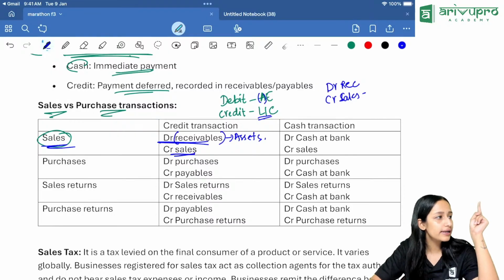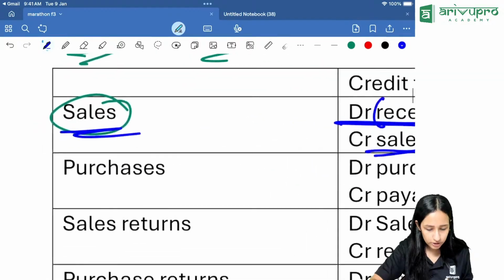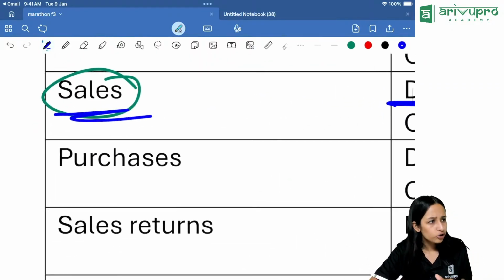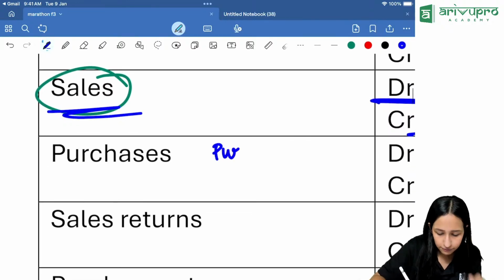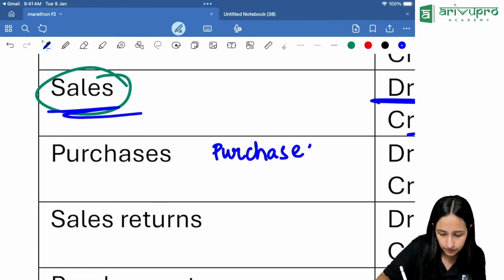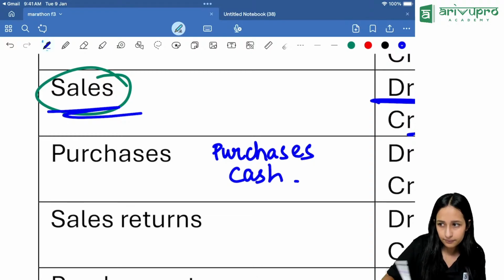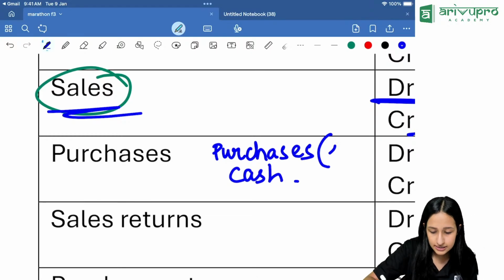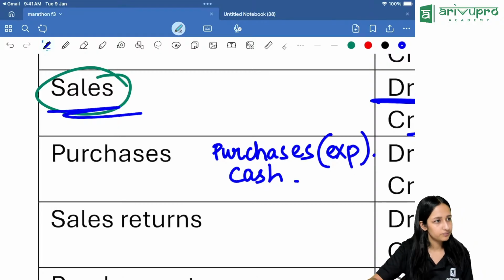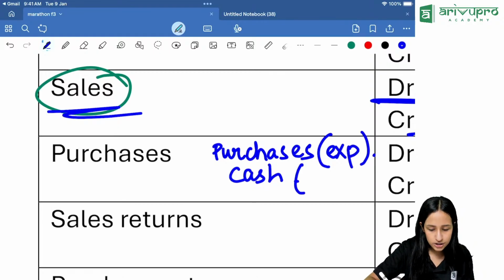You just need to analyze two things. For example, whenever we're talking about purchases on credit or on cash, let's use the easy one, cash. We have to deal with two things: purchases and the cash that we are paying. Purchases is an expense for us, and cash is an asset.